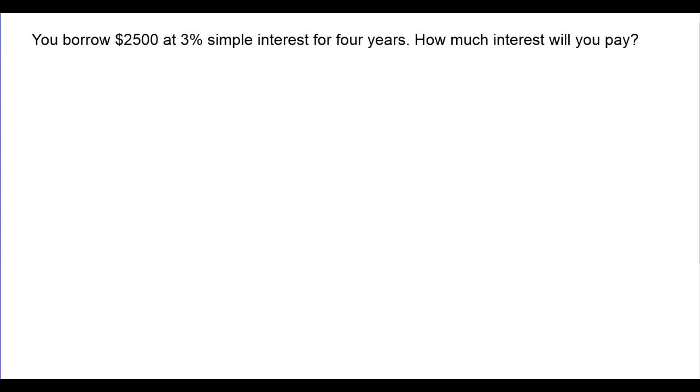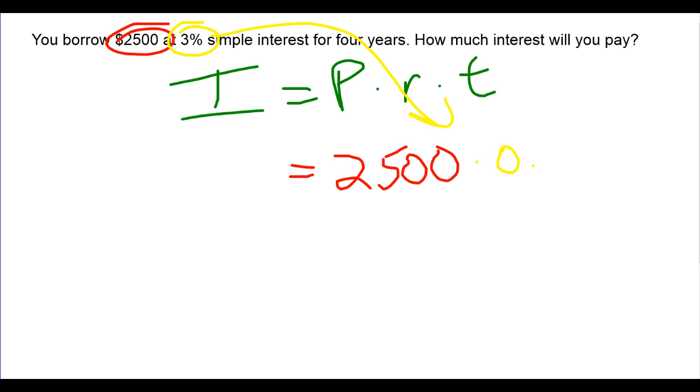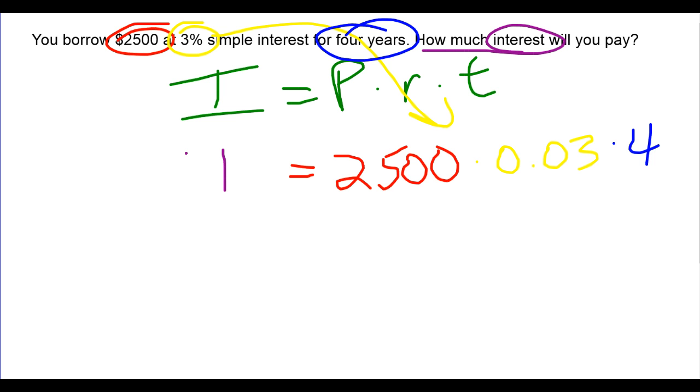In this example, if you borrow $2,500 at 3% simple interest for 4 years, how much interest will you pay? Well, the simple interest formula that we should always write down is I equals PRT. Here, you borrow $2,500, so that's the principal. Our interest rate is 3%, but again, it's going into a percent equation, so it has to become its decimal form, which is 0.03, and you borrow it for 4 years, which is the time. So when we're asking how much interest we earn, we don't know what I is.